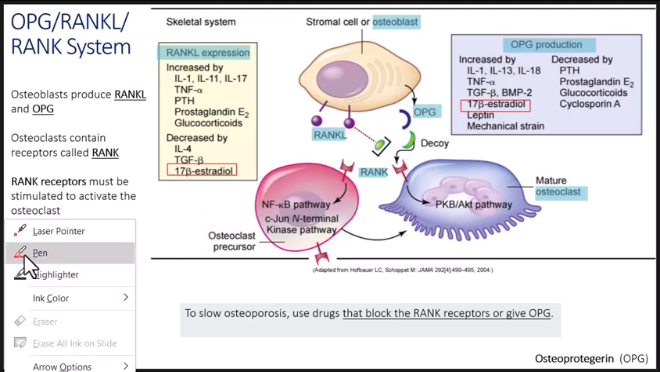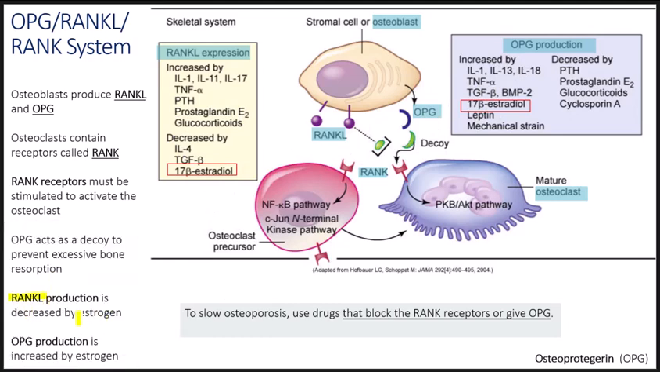Starting with RANKL. RANKL production is going to be decreased by estrogen. So that's shown here, RANKL expression decreased by estrogen. Remember that RANKL is produced by your osteoblasts, your bone building cells, and it is going to bind with osteoclasts in order to stimulate the osteoclast activity, which is breaking down bone. So remember, this is a controlled process and a balance between building and breaking. They're really working together.